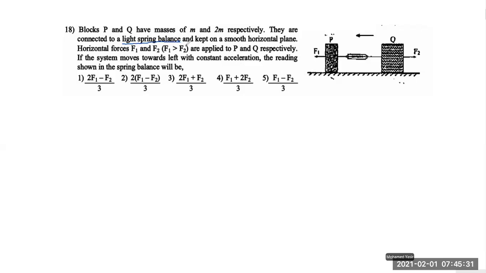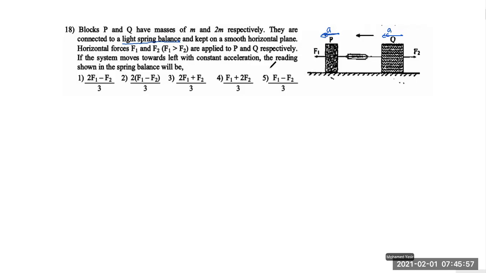Horizontal forces F1 and F2, where F1 is larger than F2, are applied to P and Q respectively. So they are applying F1 to P, F2 to Q. F1 is bigger than F2. There is no friction. Therefore, the system is going to move towards left, and that's what they have indicated here. So I'll put another arrow and make it the acceleration of the system. Each object is going to accelerate this way.